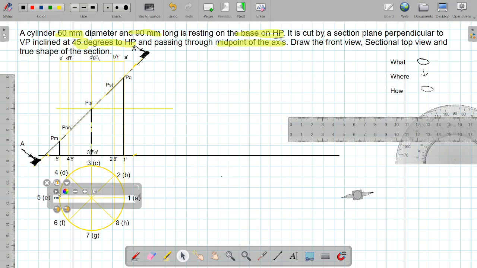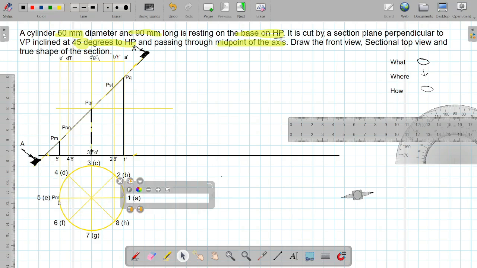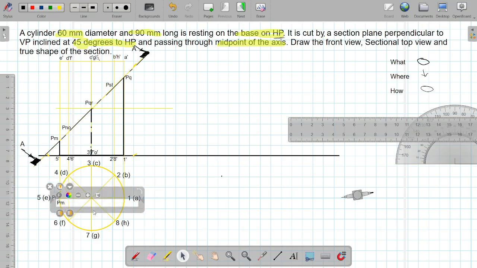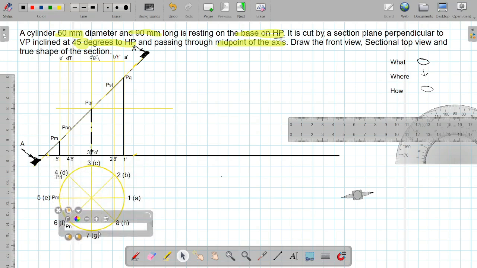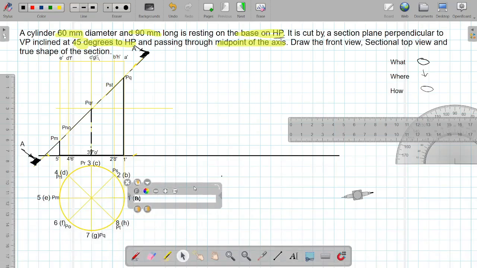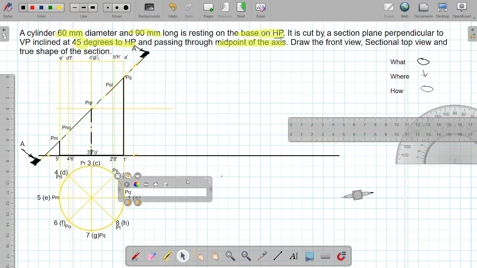Now similarly, these points will be projected and this will be known as PN, and PO, and finally this will be named as PQ.